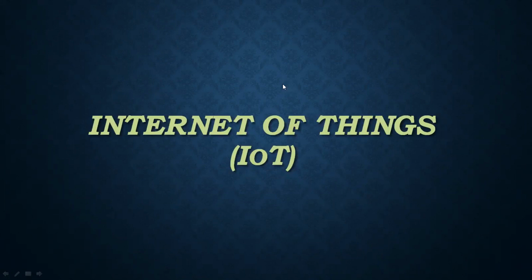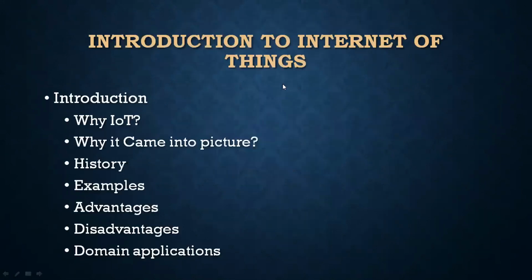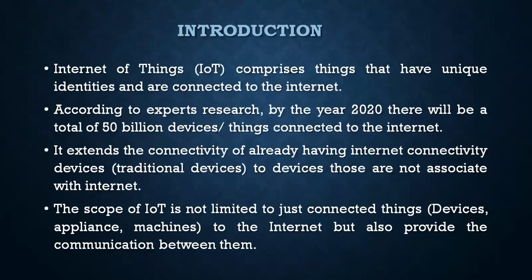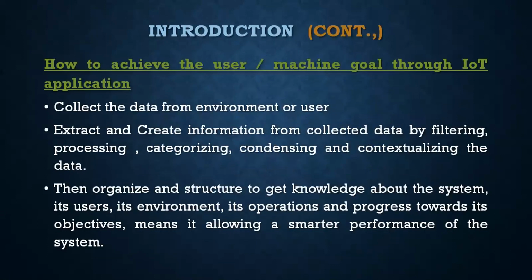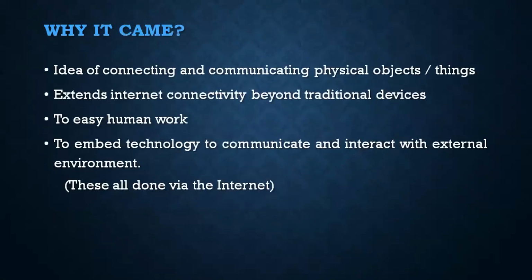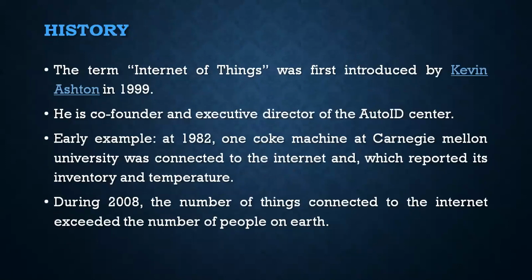In the previous video, in part 1, I discussed the introduction to Internet of Things, why IoT, why it came, and its history. So in this video, I will discuss examples, advantages, disadvantages, and some applications of IoT.